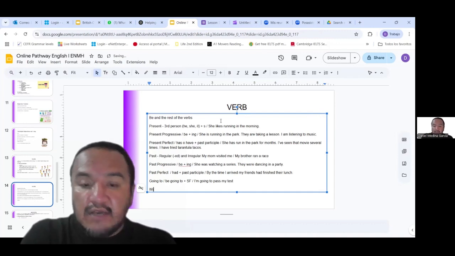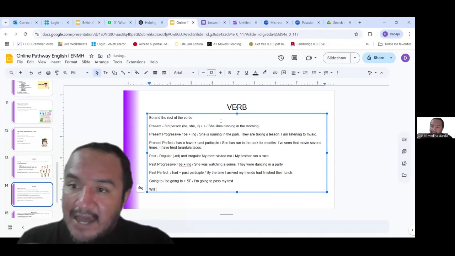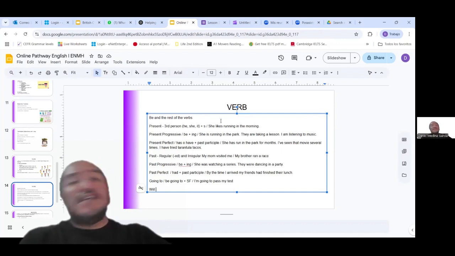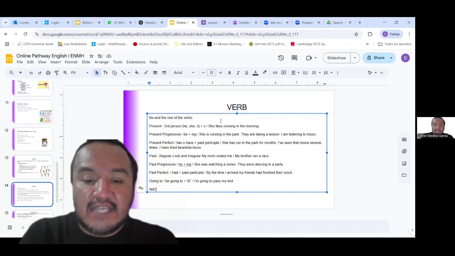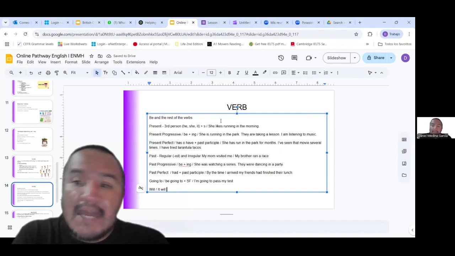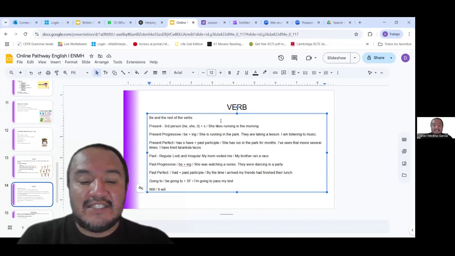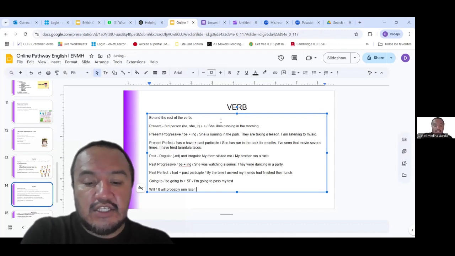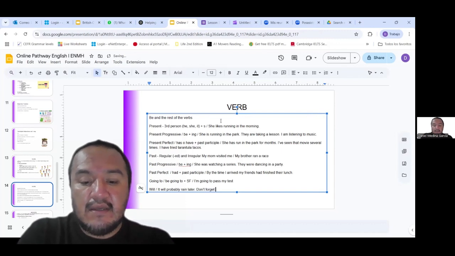And we have future with will, in which the probability drops down to 50%. Well, it's a little bit cloudy today, but I'm not sure if it's going to rain. So in this case, I use will. You use certain adverbs like probably, maybe, perhaps, and say, it will probably rain. It will probably rain later. Don't forget your umbrella.